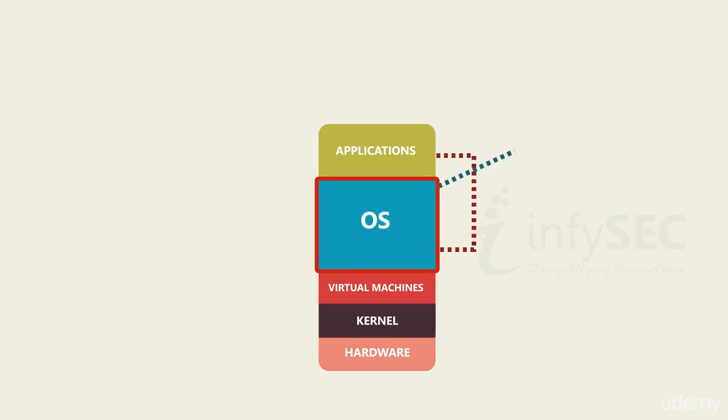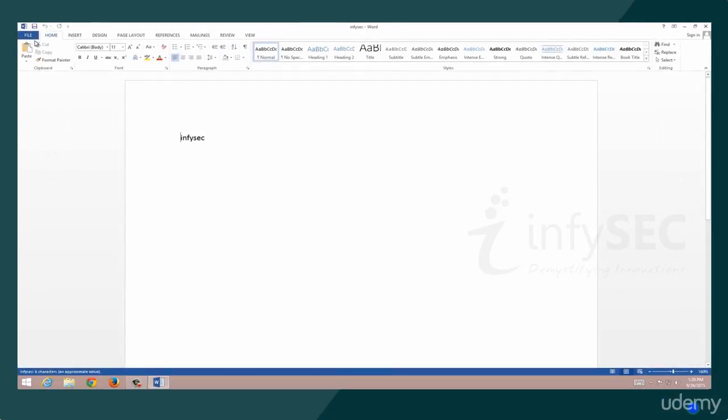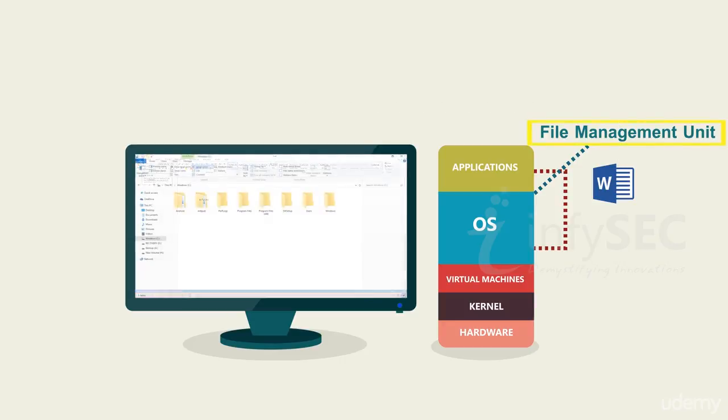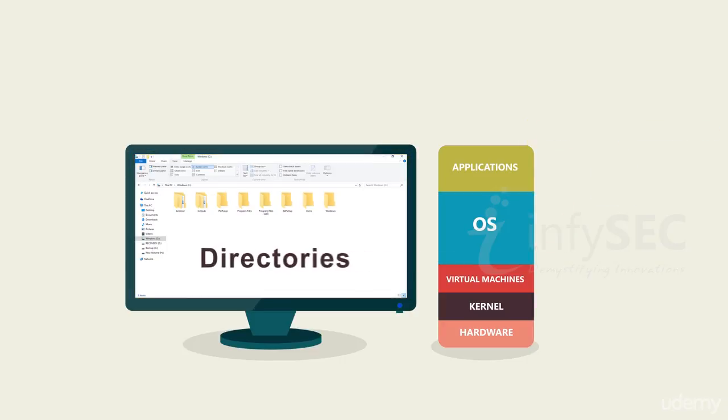The OS now calls the File Management Unit, which checks for the extension of the file that is saved and creates a link to open it via the application which was used to create it. The File Management Unit, or File System as it is also known, is the one that is used to organize and keep track of files in a system. These file locations are also called directories.